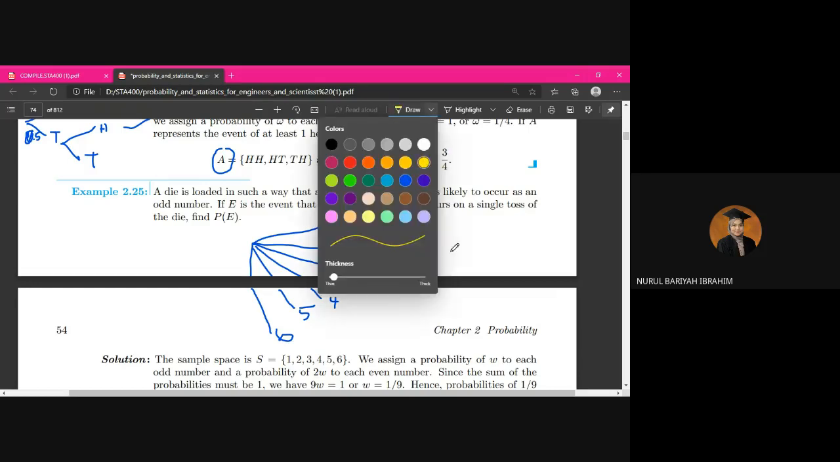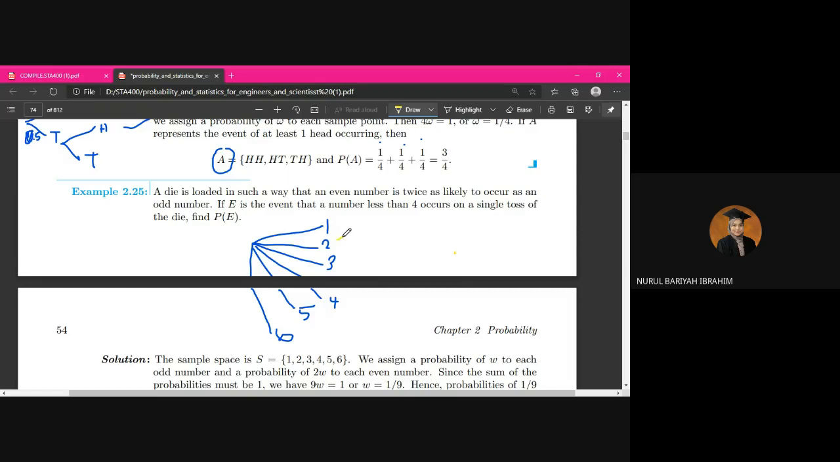Even numbers will be number 2, number 4, and number 6. It says the even number occurs twice, so whereas before it was 1 over 6, these will occur twice compared to the rest. So we need to add 3 more: 1, 2, 3. So here will be 1 over 9. Here will be 2 over 9. Here will be 1 over 9 because it is an odd number. Here 2 over 9. So for every even number, the probability is 2 over 9. Here 1 over 9. Here 2 over 9.